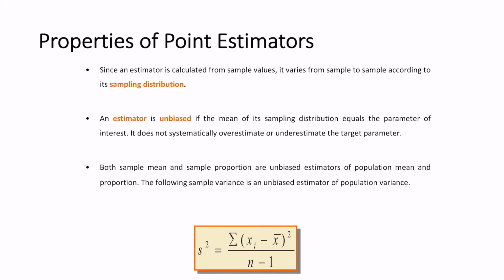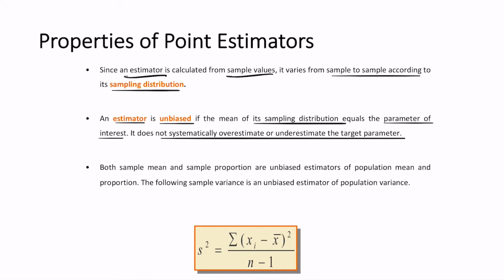Now let's come to the properties of point estimators. Remember that an estimator is calculated from sample values and varies from sample to sample according to its sampling distribution. An estimator is generally unbiased if the mean of the sampling distribution equals the parameter of interest. So it does not systematically overestimate or underestimate the target parameter. Both sample mean and sample proportion are unbiased estimators because they by themselves are not biased in the values that they produce. The data might be biased, but the mean by itself is not biased.